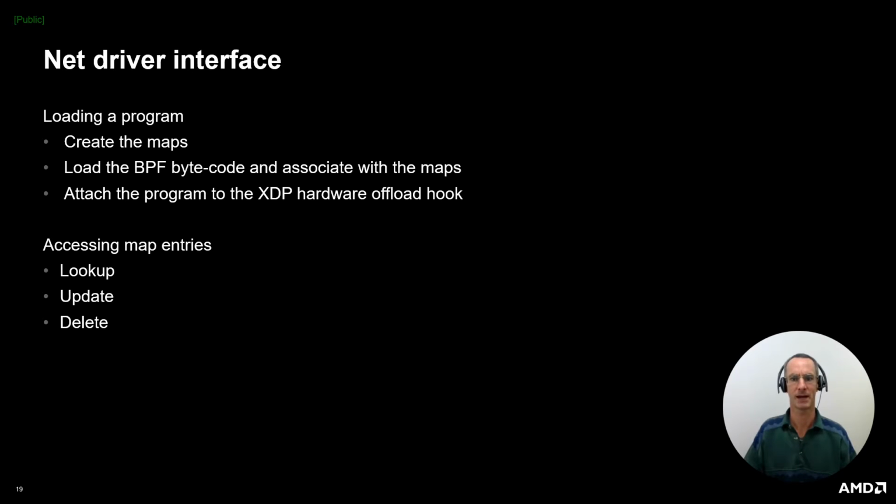First, it creates the maps. Next, it loads the program itself and uses file descriptors to associate the program with the maps it uses. Finally, it attaches the program to the XDP hardware offload hook. At this point, the program starts to process incoming packets. Each of these actions from user space has one or more callbacks into the net driver. There are also callbacks which are used when accessing map entries via the BPF system call.